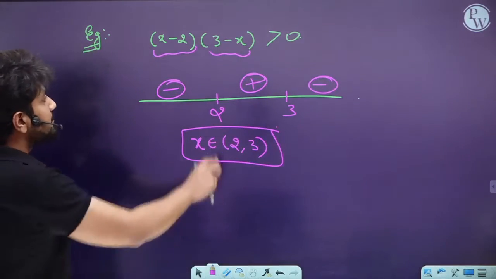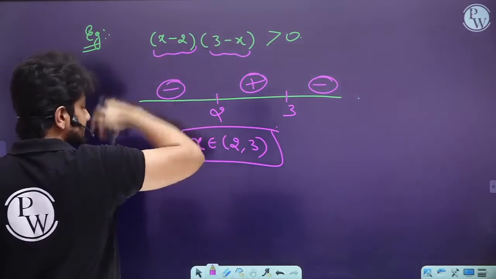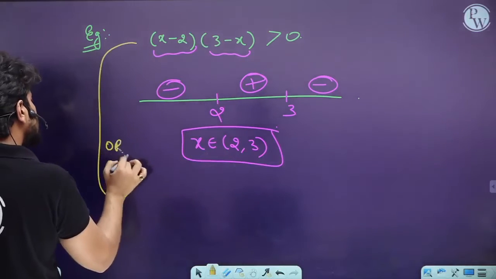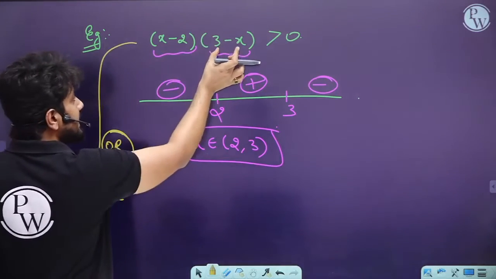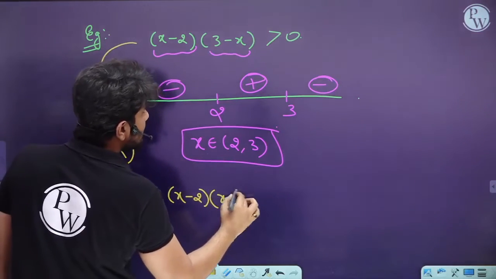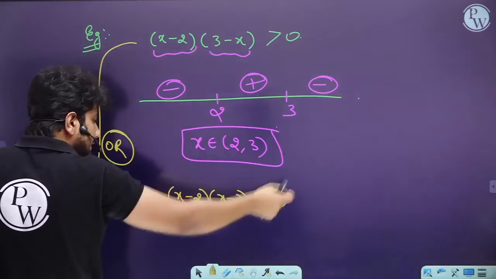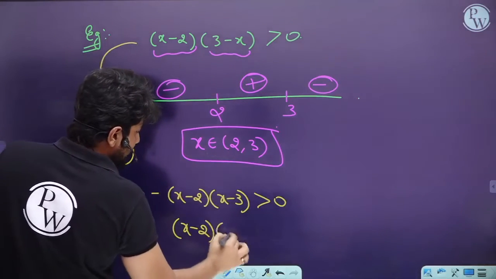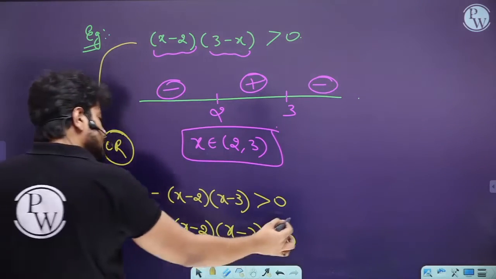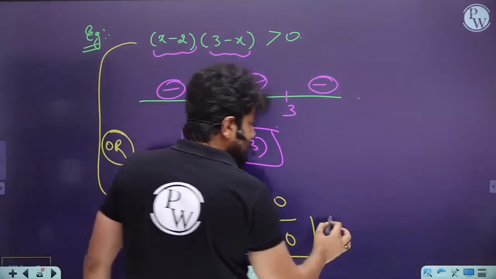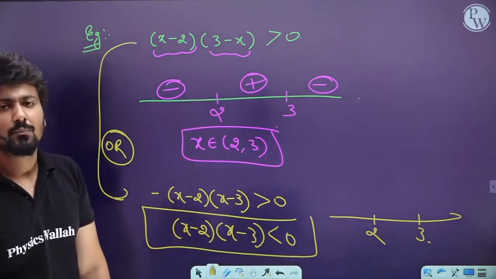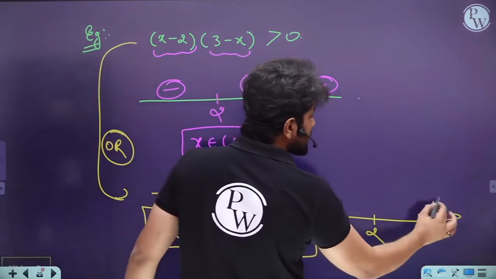Or what we can do, we can simply take negative common from it. We can write it as negative of x minus 2 into x minus 3 greater than 0. Then divide by this negative like we did, so it becomes less than 0. And then solve this one. In the extreme right, again the same critical points 2 and 3. But in the extreme right, we are marking positive now.